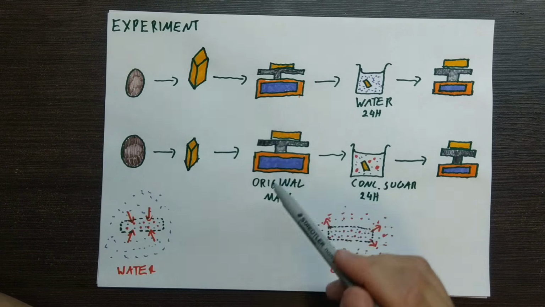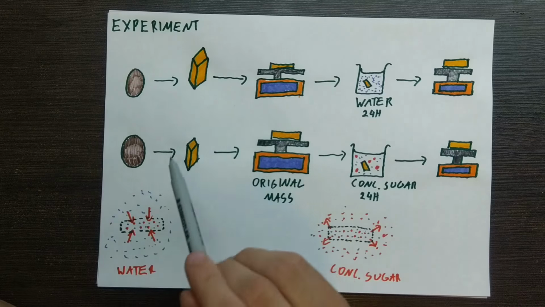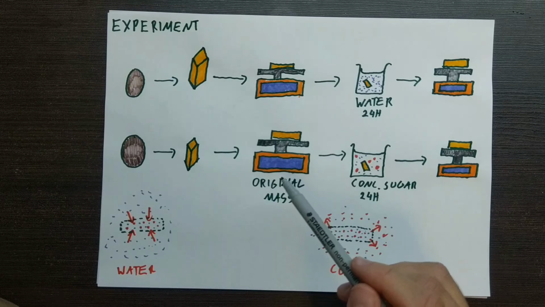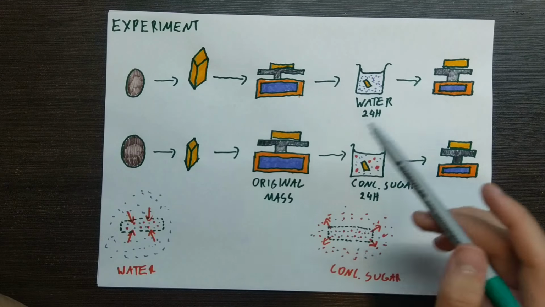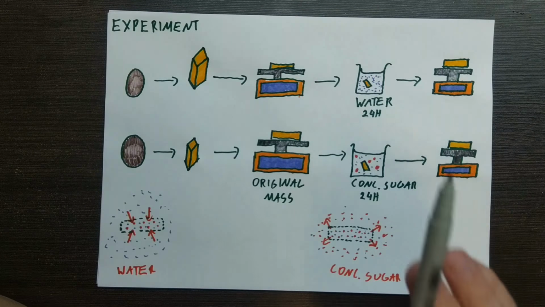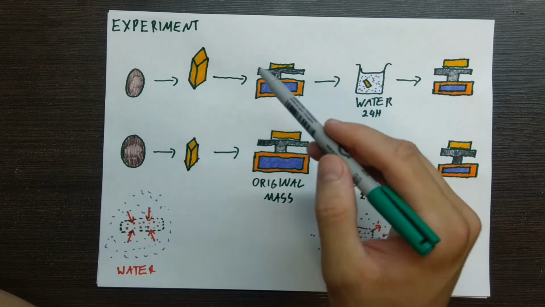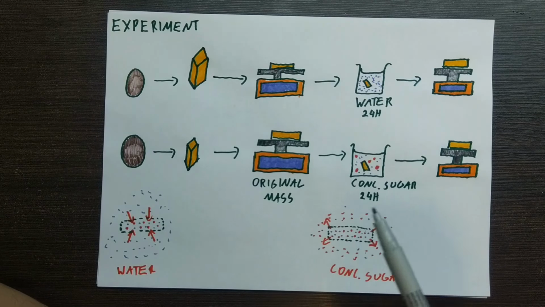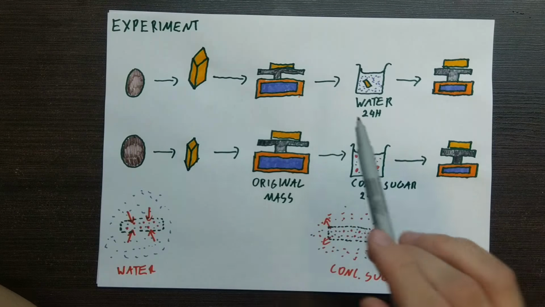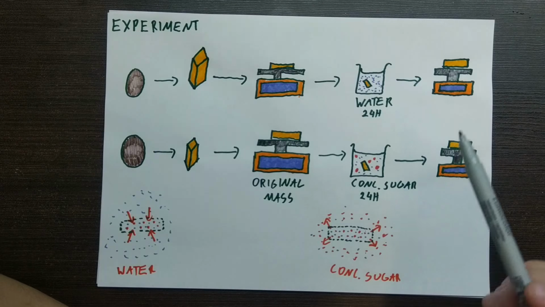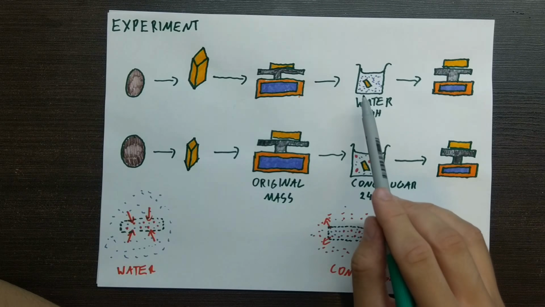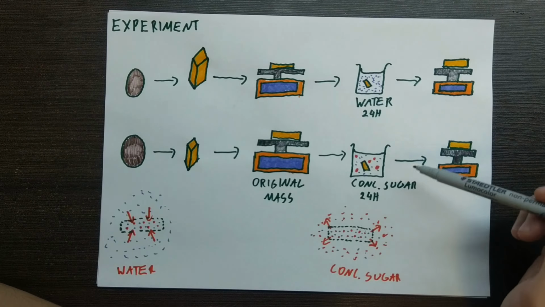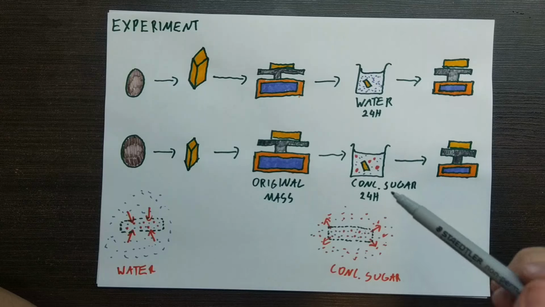But before we do this, because I said that they do not have to be exactly the same weight, we need to weigh them before. We will have the picture before, and we will have the picture after. Bear with me. So, first of all, we weigh those chips to gain the original mass. And then, this is all the same, and then that's where it gets different. We put one chip in a container with just pure water, whereas we put another chip in a container with concentrated sugar.